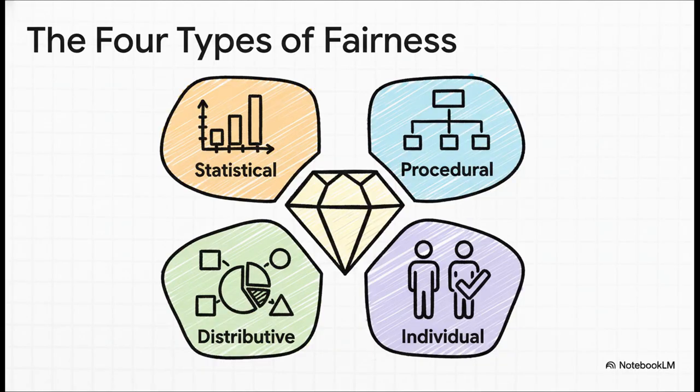There's statistical fairness. Are the outcomes similar for different groups? There's procedural fairness. Is the actual process, the set of rules, fair? Distributive fairness. Who's getting the good stuff and who's getting the raw deal? And then there's individual fairness, the idea that people who are similar should be treated similarly. You can't just pick one. You have to think about all of them.